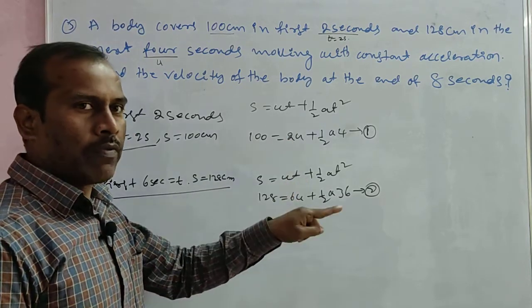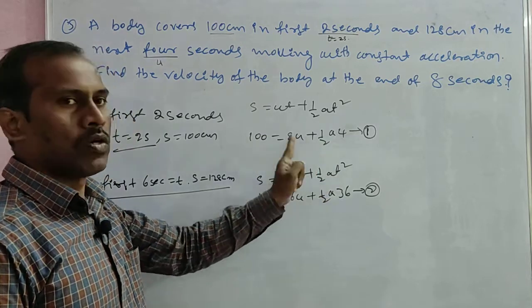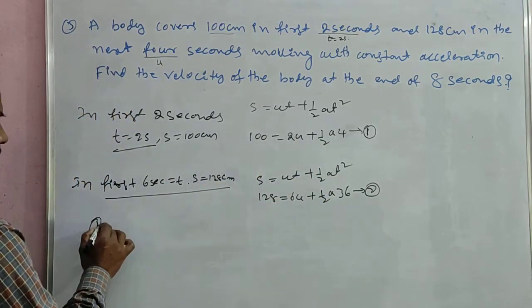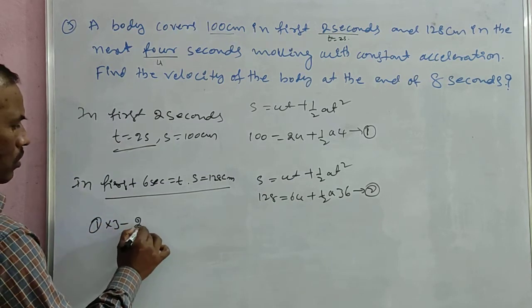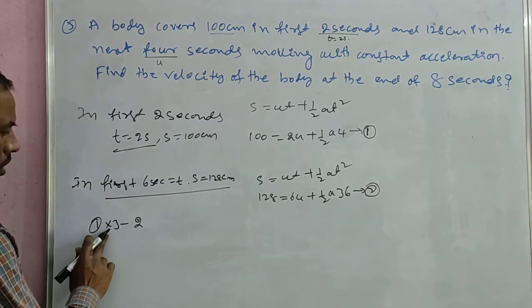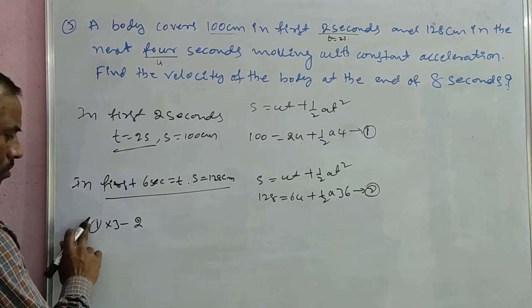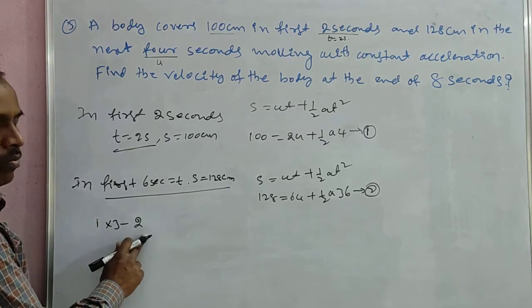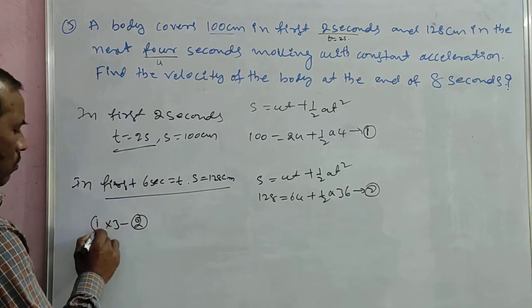So multiply equation 1 by 3. Now equation 3 minus equation 2. That is, equation 1 into 3 minus the second equation.